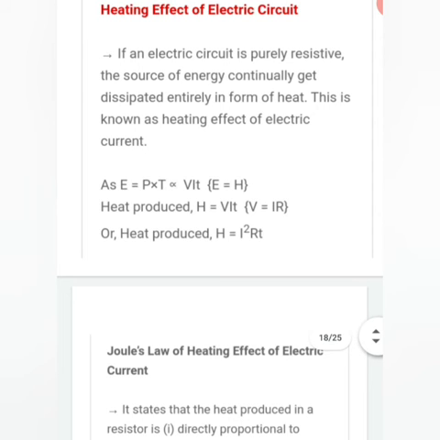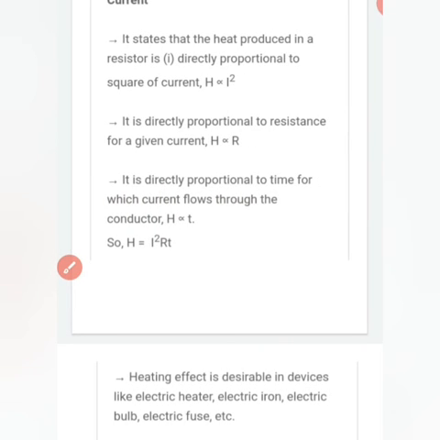the heat produced in the circuit will be directly proportional to the square of the current, directly proportional to the resistance present in the circuit, and directly proportional to the time for which current flows through the conductor. These all things are in any conductor we are talking about.